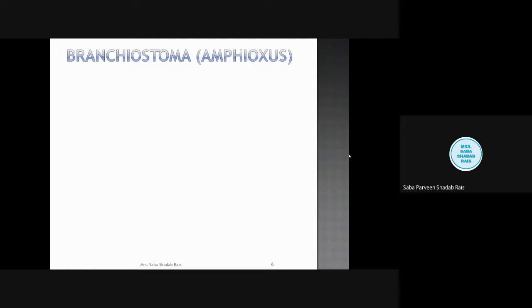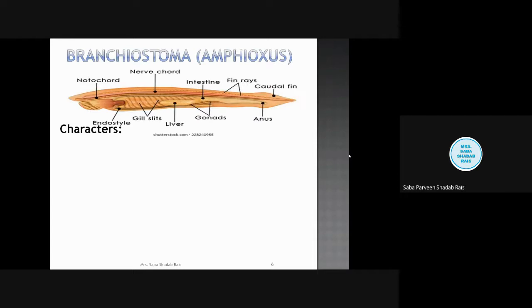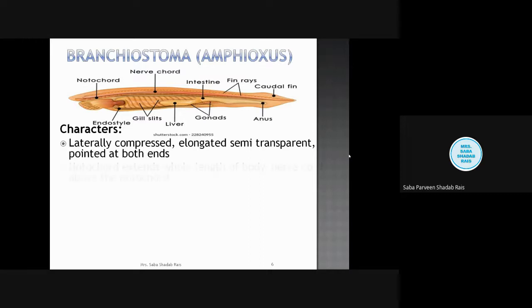Now, when you observe their characters, you will find their body is laterally compressed. The body is a bit elongated and semi-transparent. If you see their body, you will find it is pointed at both sides. They look like an eel, or you can say the body has a fish-type shape. The notochord extends the whole length of the body and the nerve cord is present above the notochord, as we have seen in the other animals as well.